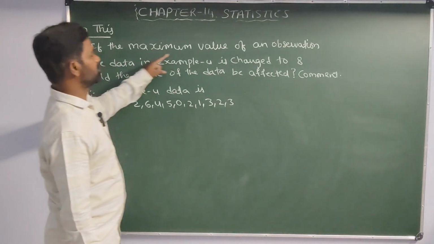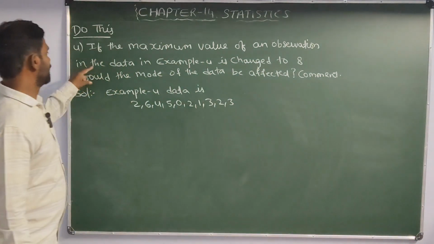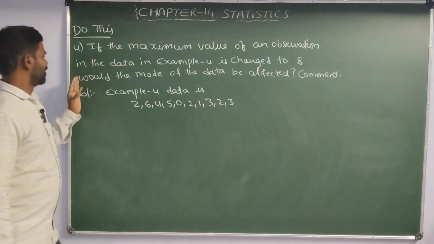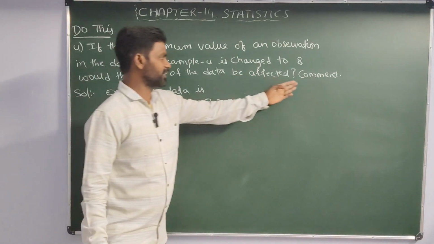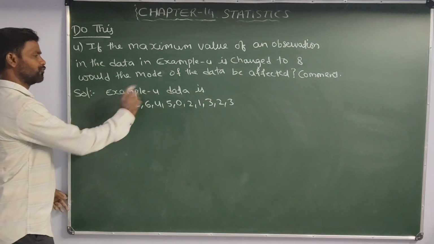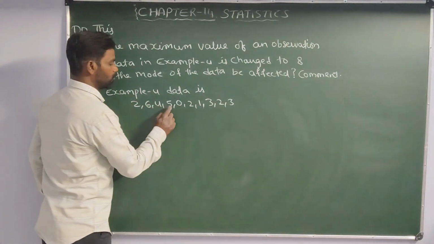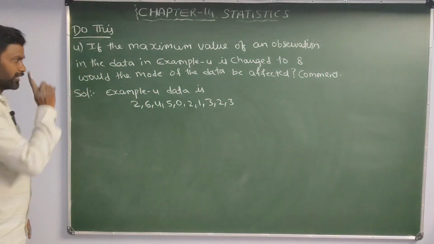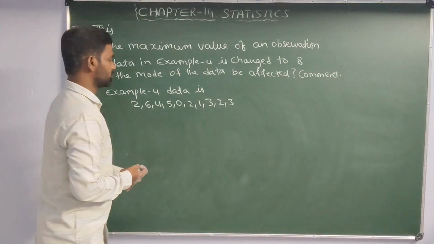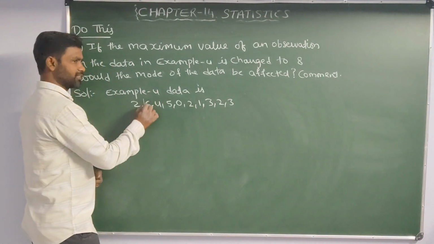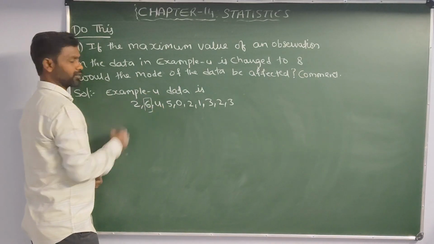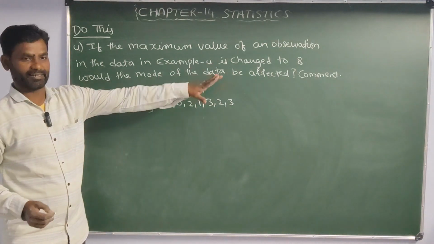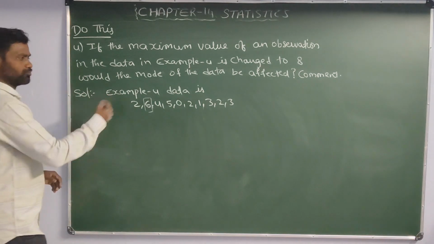Next, fourth question: if the maximum value of an observation in the data in example 4 is changed to 8, would the mode of the data be affected? Comment on it. So example 4 data is 2, 6, 4, 5, 0, 2, 1, 3, 3, 2, 3. So what is the maximum value or maximum observation in this? This is the maximum value of the given data. Now if I replace this maximum value with 8, does the mode change?